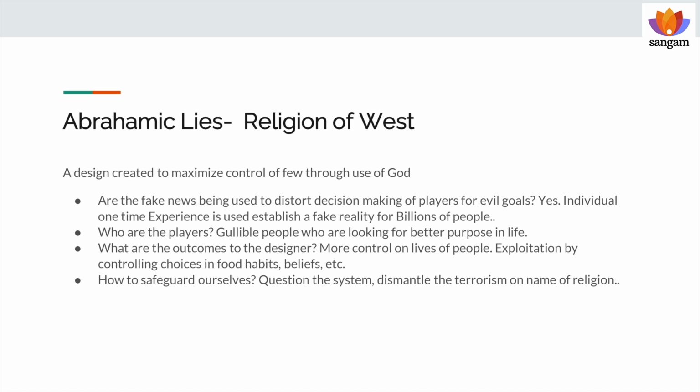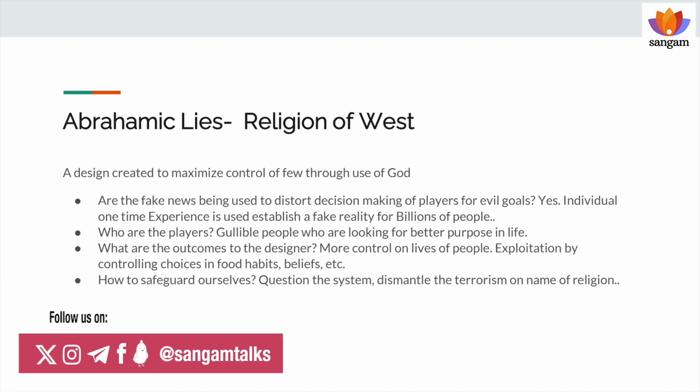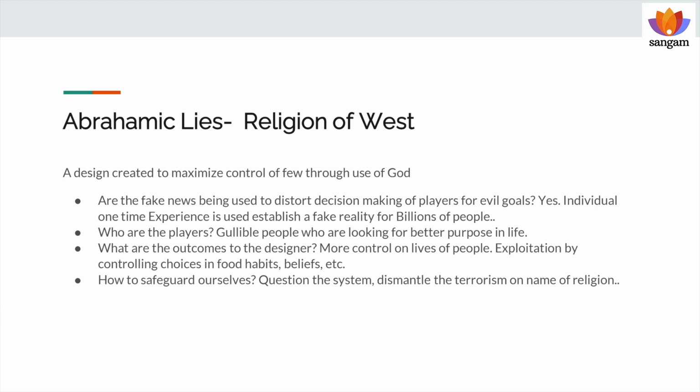But who are the players in this whole business of religion? Gullible people who are looking for a better purpose in life. And what are the outcomes for the designer? The designer can have more control over the lives of people. They can exploit based on their food choices and beliefs, and then basically they exploit their kids also. They can engage their kids in sexual exploitation, human trafficking. They engage their kids in terrorism.